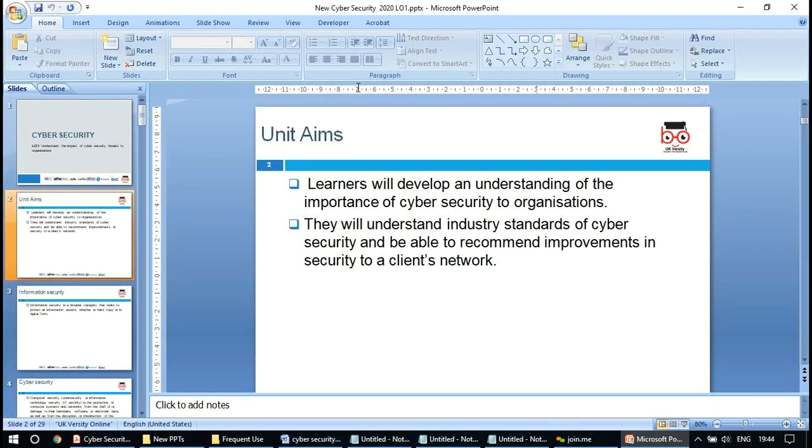So learners will develop an understanding of the importance of cybersecurity to organizations, and they will understand the industry standards of cybersecurity and be able to recommend improvements in the security to a client.